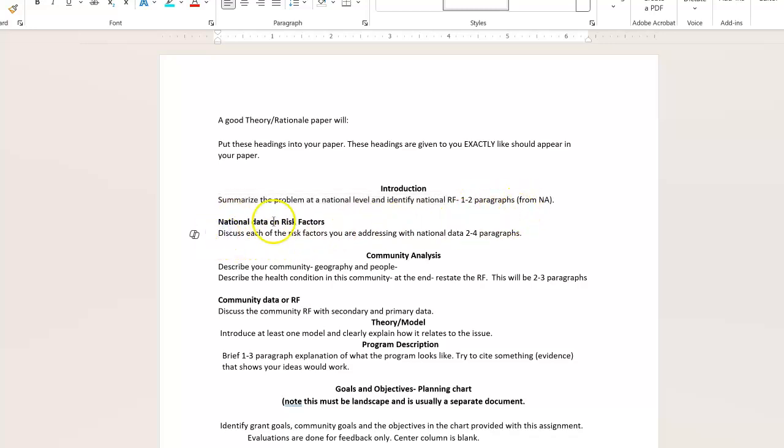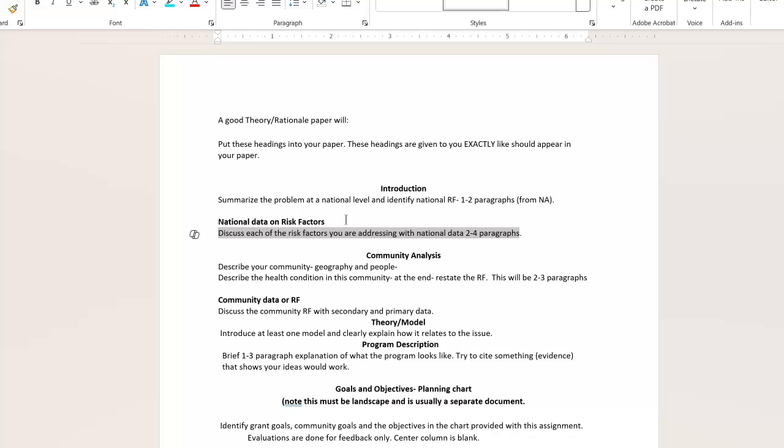The next part of the paper is a level 2 heading. This is where you discuss your risk factors at a national level. Each risk factor that you have will have 1 to 2 paragraphs. So while it says 2 to 4 paragraphs here, the number of risk factors you have dictates the number of paragraphs. If you have a large risk factor like socioeconomic status, economic might be 1 paragraph, education might be a different paragraph. If you have access to care, there could be 5 different things in access to care. Each one of those smaller items could have its own paragraph.